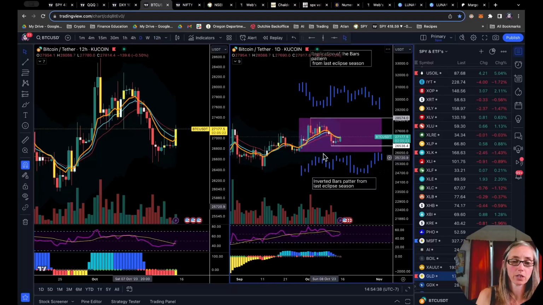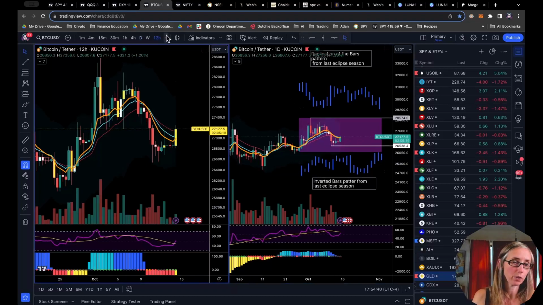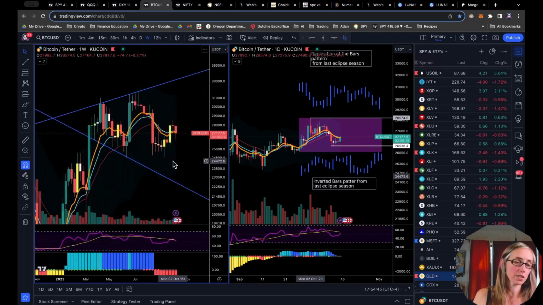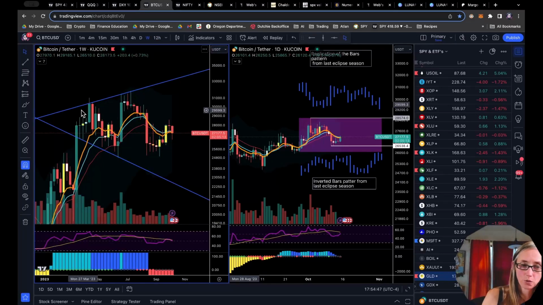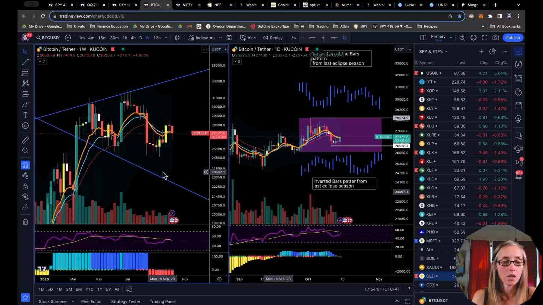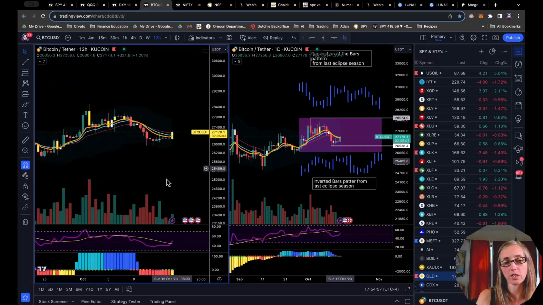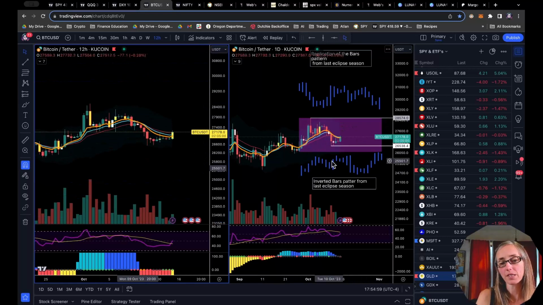Here is Bitcoin on the daily. I mean, we could zoom out for a real quick second and just take a look. I think most of us know that Bitcoin has been going sideways for a long time inside this range. We are inside a weekly and monthly broadening formation. So then we can drill down here. You see the eclipse season is highlighted purple. This is the inverted bars pattern from the last eclipse season, and this is the upright bars pattern.